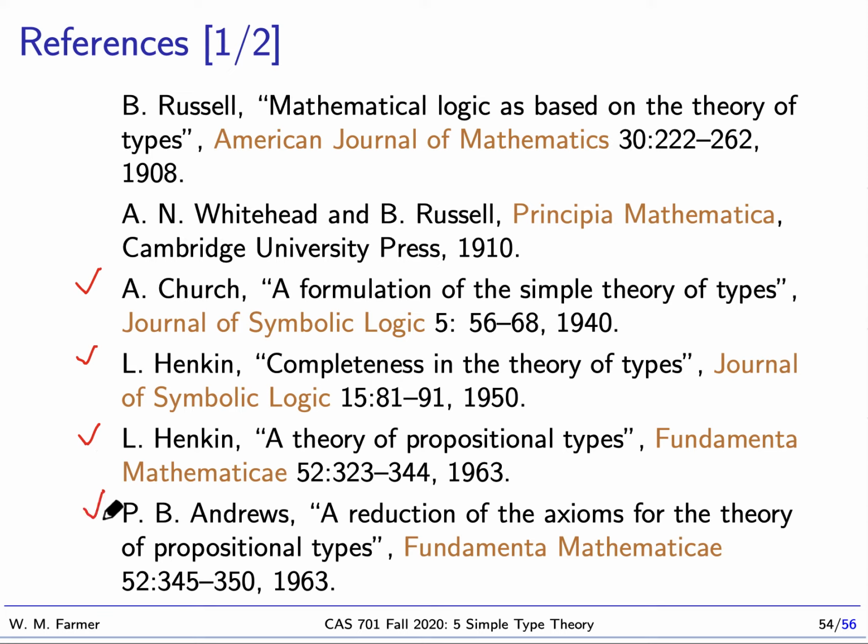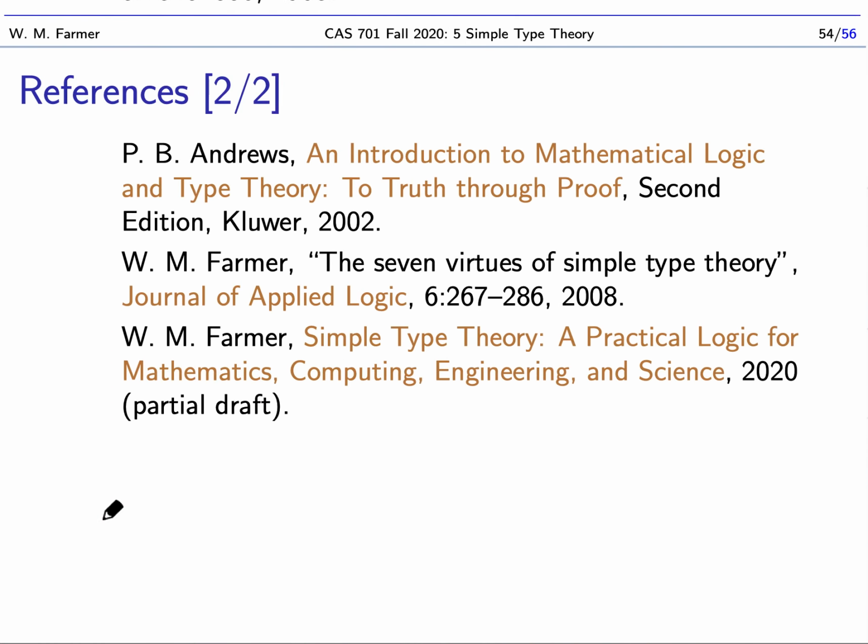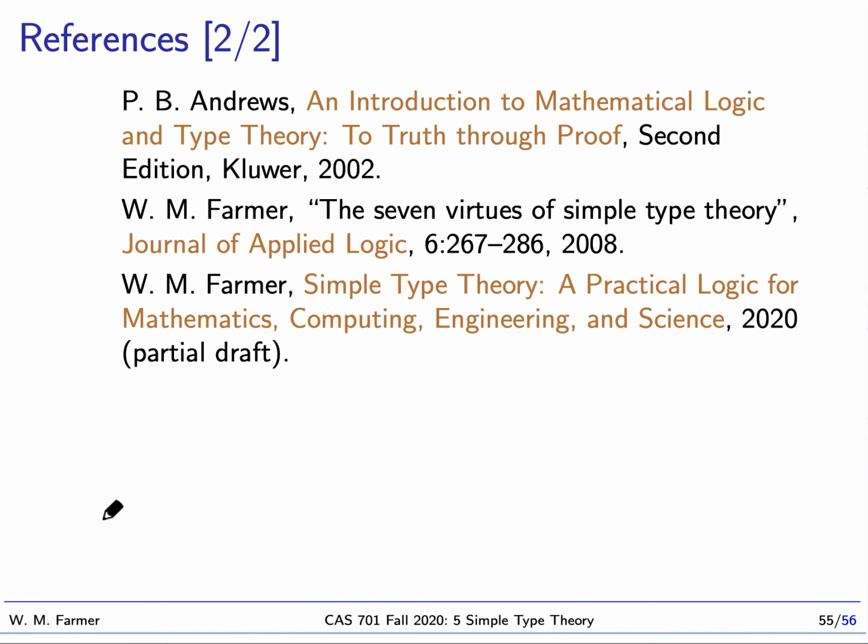And in this paper, Peter Andrews takes that simplified system of Henkin and comes up with a very simple proof system for it. Then there is an excellent book by Peter Andrews on logic that covers Church's type theory. And then there's my paper on the seven virtues of simple type theory. And finally, I want to mention the book that you know about that I'm working on, Simple Type Theory: A Practical Logic for Mathematics, Computing, Engineering, and Science.